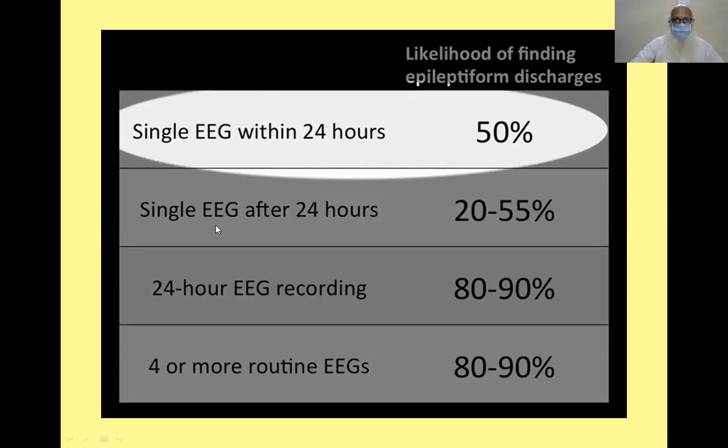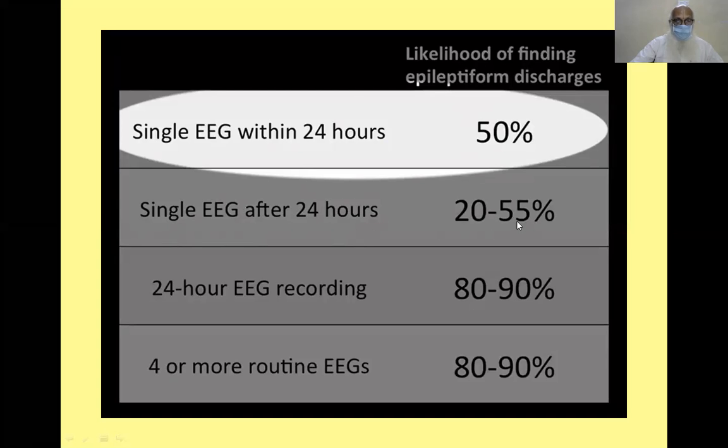Now, can you make out how well you can detect the epileptiform discharge using the EEG? What is the likelihood of finding epileptiform discharges? If you record a single EEG within one day, you can see 50% of the discharges. If you record a single EEG after 24 hours, the possibility is reduced.